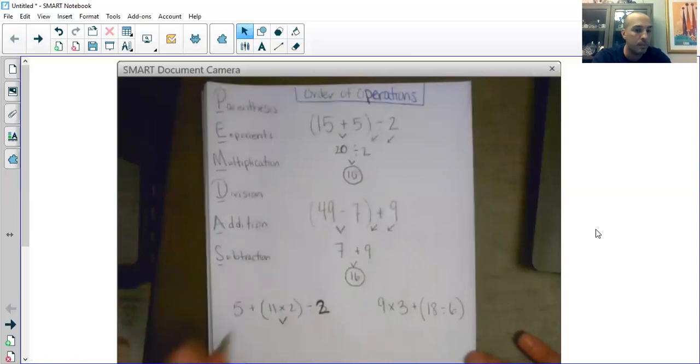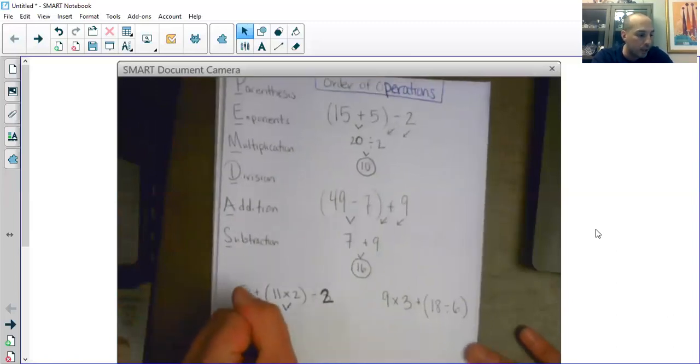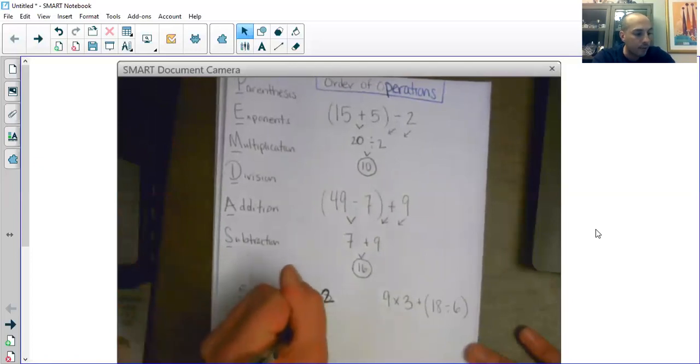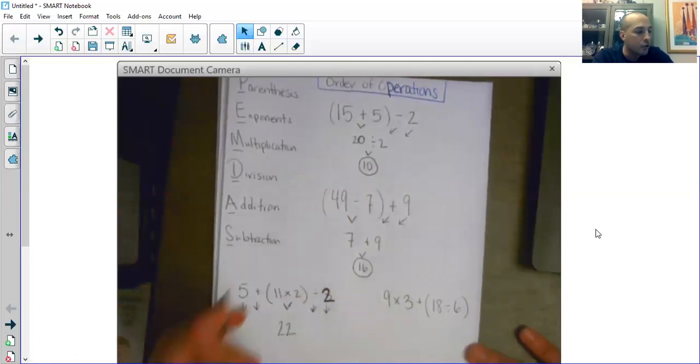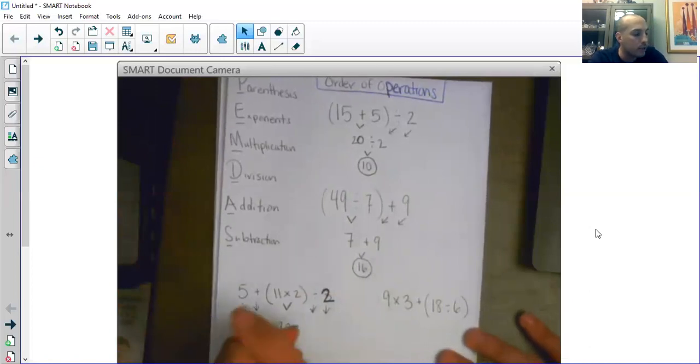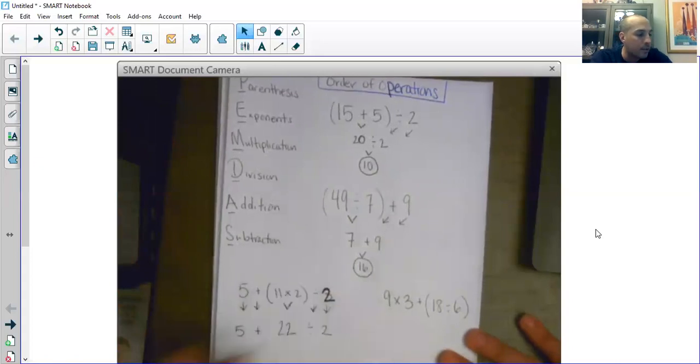11 times 2 comes first. 11 times 2 is 22. And everything else comes down. Every operation sign and every number. So my new equation is 5 plus 22 divided by 2.